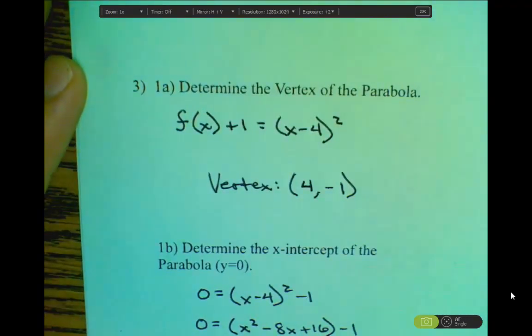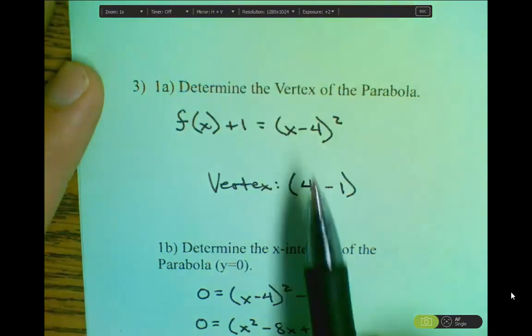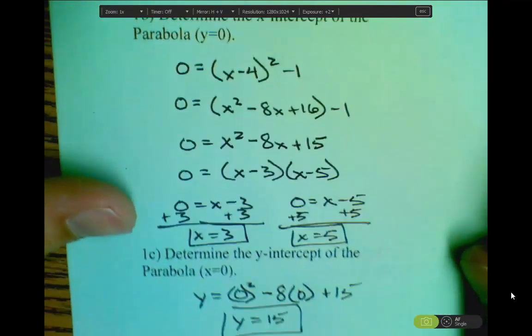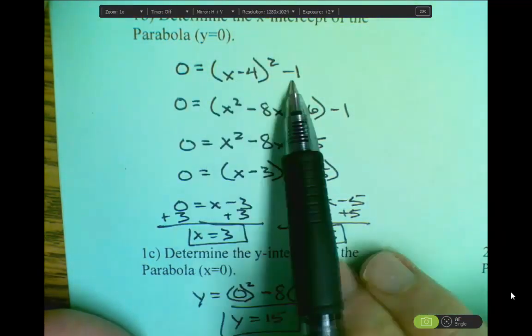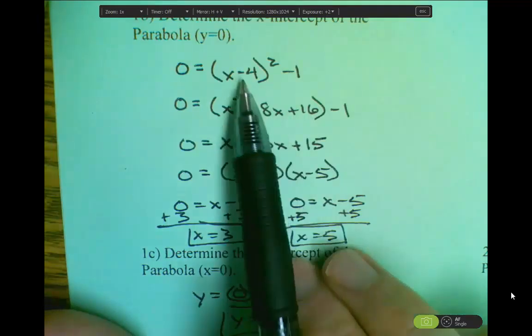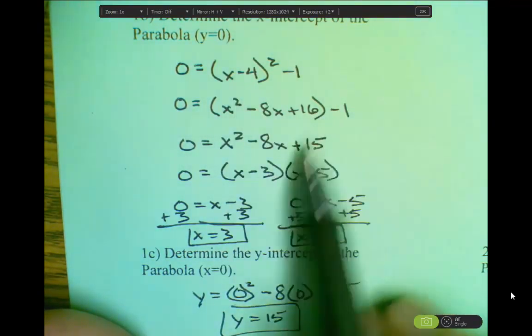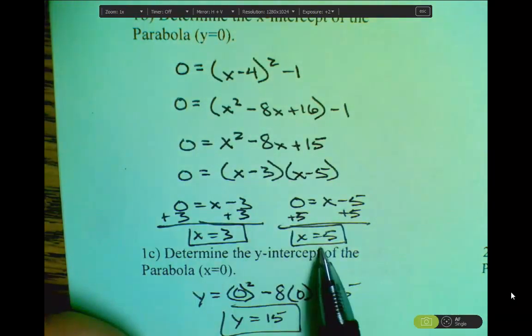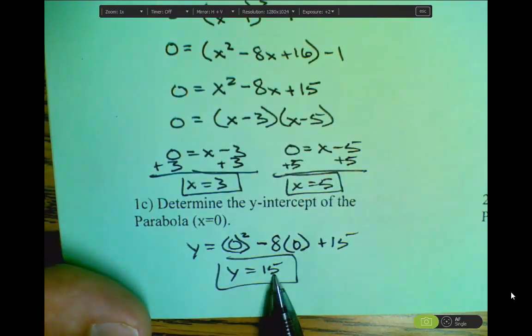To the other side here, given a function in vertex form, the vertex is at (4, -1). If I plug in 0 for y, I'm going to rewrite this part in standard form, so I'm going to multiply (x - 4) times (x - 4). I would then combine my like terms, factor, set each factor equal to 0, and solve. The last part here, if I plug in 0 for x, my y value is 15.